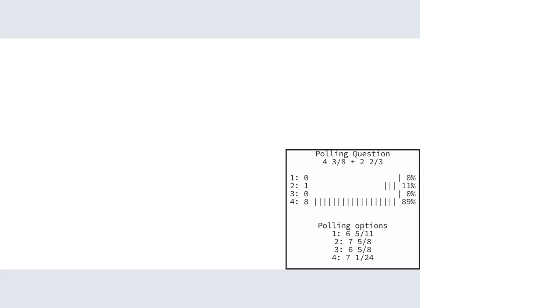Okay, not unanimous, but strong agreement. We'll go back and take a look at how to do this one. I'm going to do it by adding the whole number parts, adding the fractional parts, but if you want to see it the other way, you can let me know. So we have 4 3/8 that we want to add to 2 2/3. I'm going to add the whole number part. 4 plus 2 is 6.